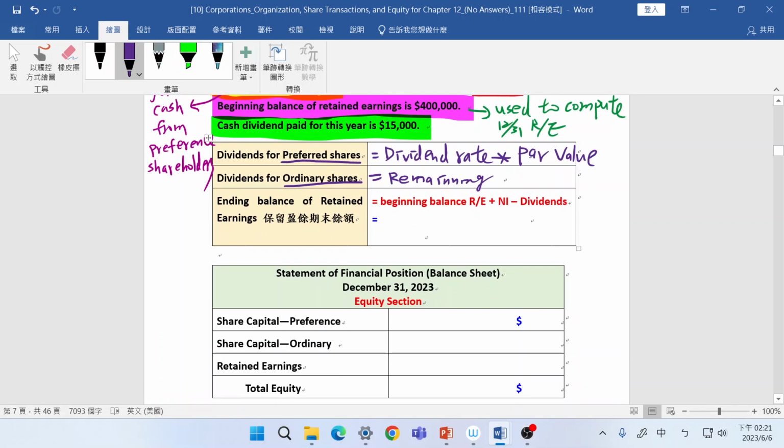After you get all the numbers, please use them to prepare your balance sheet equity section. So in your balance sheet equity section, we know preference shareholders, ordinary shareholders, and the retained earnings, right? Remember, all the numbers here on the balance sheet should be the ending balance, right? Okay. Any questions?